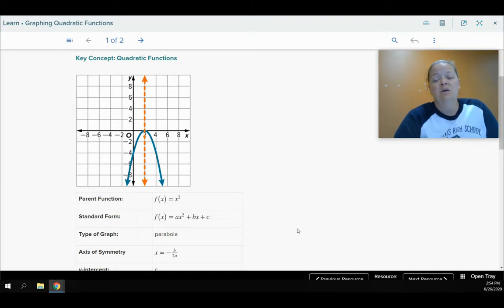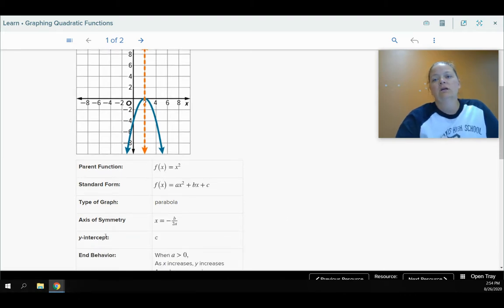The axis of symmetry, this is really important. To find the axis of symmetry when it's not on a graph and you're just looking at the equation, you want to go x equals negative b over 2a. Negative b over 2a. The y-intercept is always whatever c is.